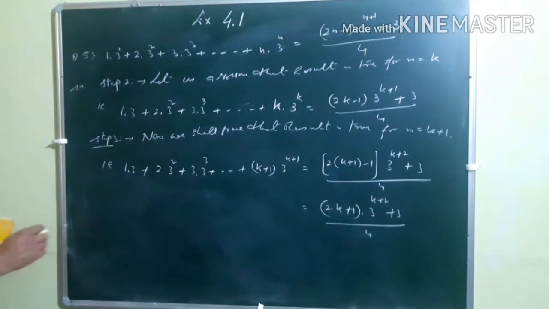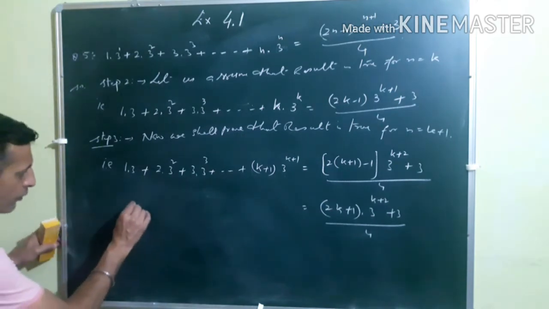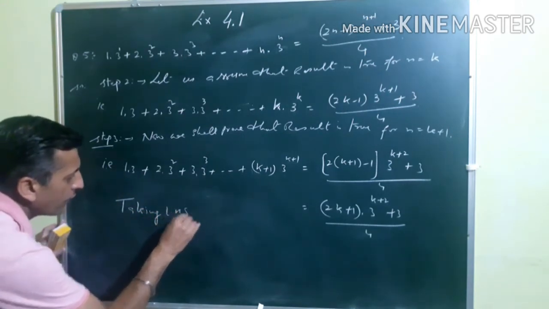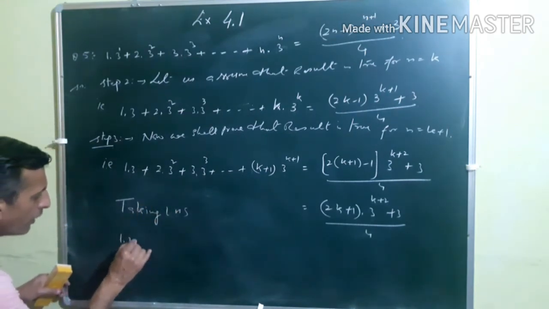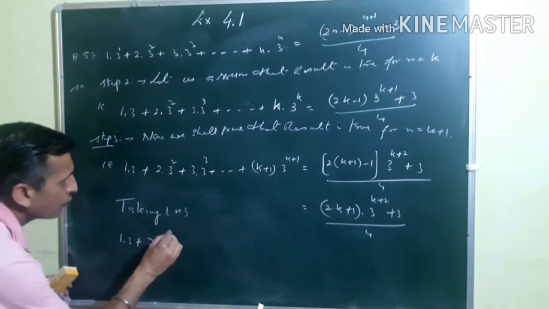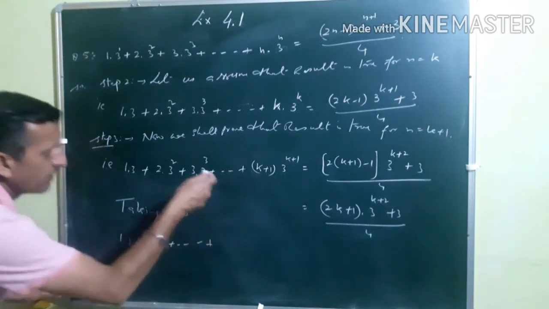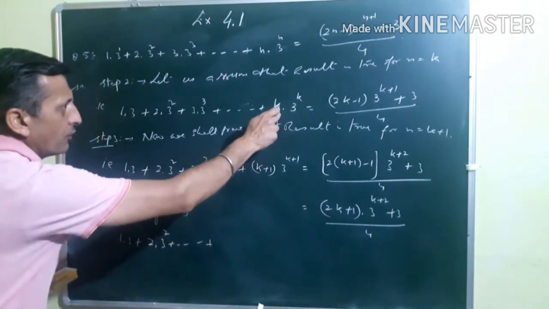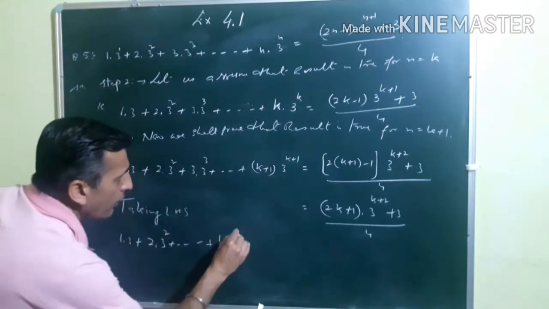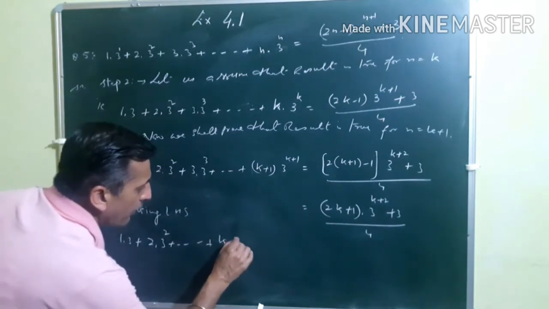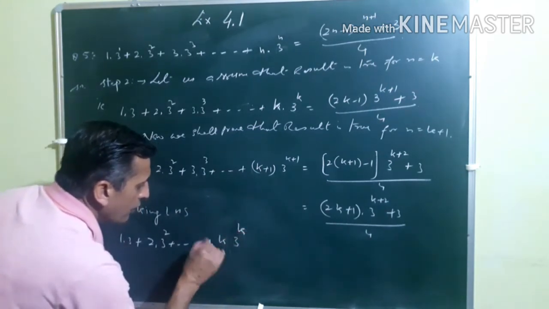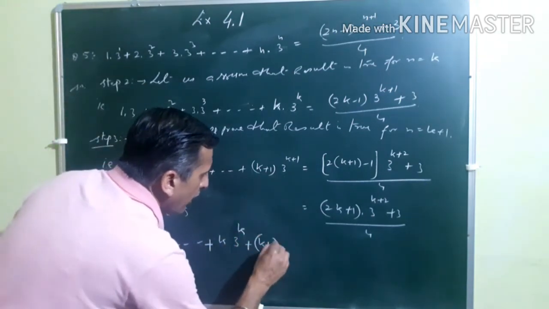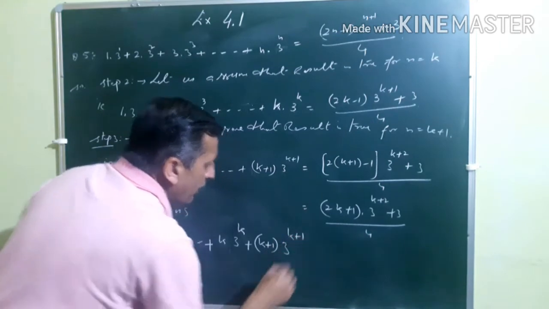Okay. Now I am taking the left hand side once again. That is 1 into 3 plus 2 into 3 squared, and you can skip the terms, plus so on, up to the second last term. I told you so many times, that is k minus 1 into 3 raised to the power k minus 1. The last term is k plus 1 into 3 to the power k plus 1.